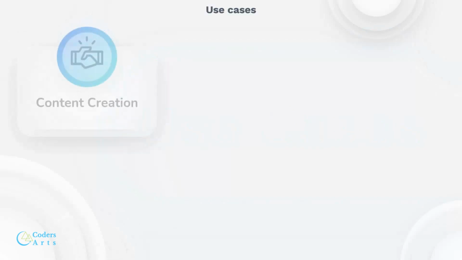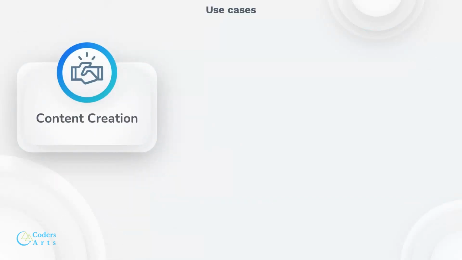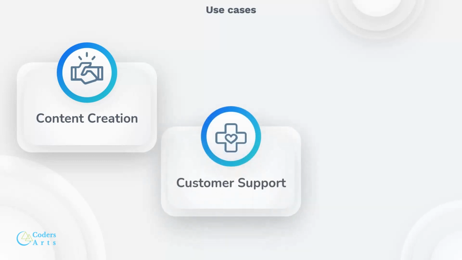So the first use case is in content creation. For businesses, generating blog posts, product descriptions, or social media captions becomes much faster with AI-powered text generation, and marketing teams can create engaging content in seconds. Next, we have customer support. With AI-generated responses, companies can enhance their customer support systems, providing accurate and human-like replies to common queries, reducing wait times and improving user satisfaction.